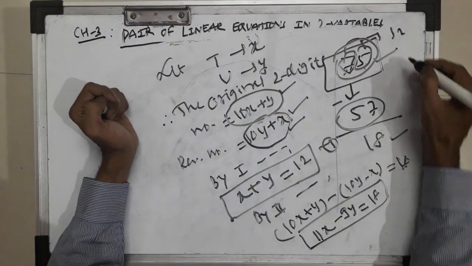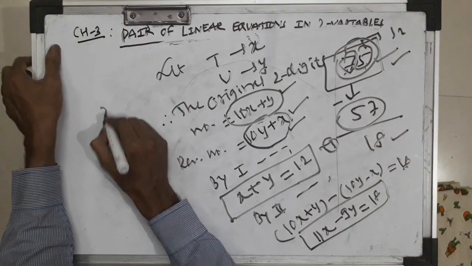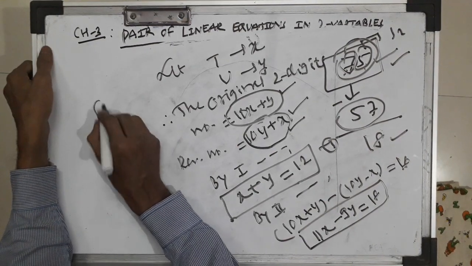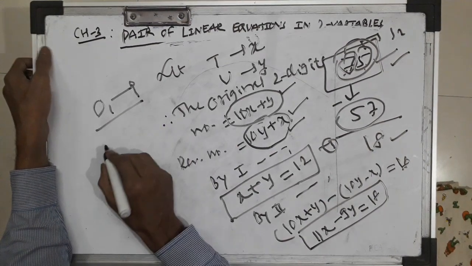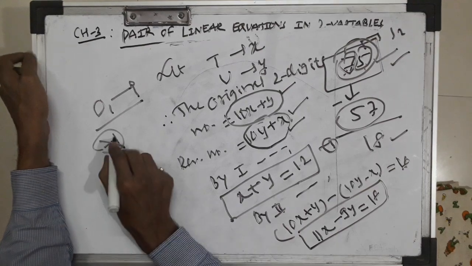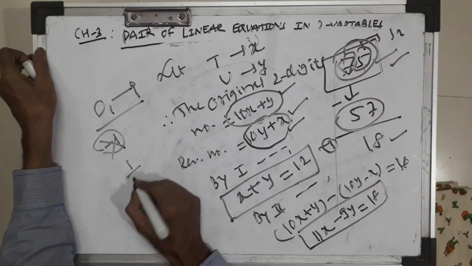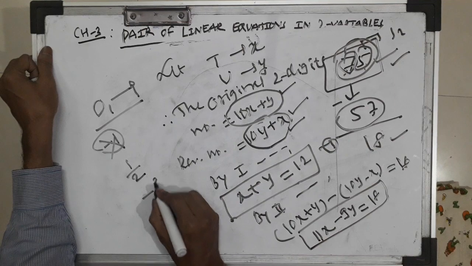Remember, in the case of digits, the digits can be 0 to 9. They never can be negative. We can't get digits as negative. They cannot be a fraction, cannot be a negative fraction.